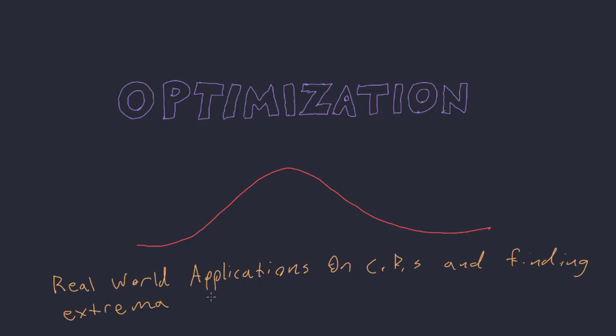So maybe we're a business and we know some function we can create to model our profits. We, of course, want to maximize profits, or we could look at a function that is our cost over time, and we would want to minimize the cost.